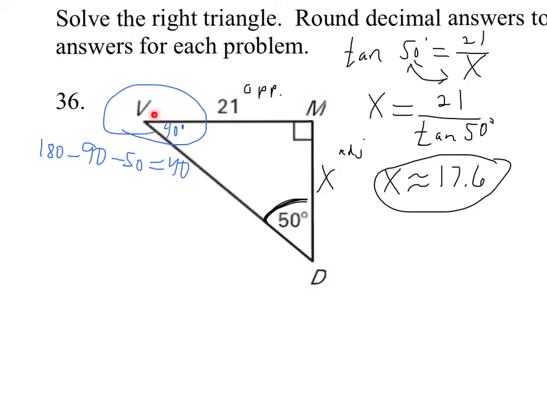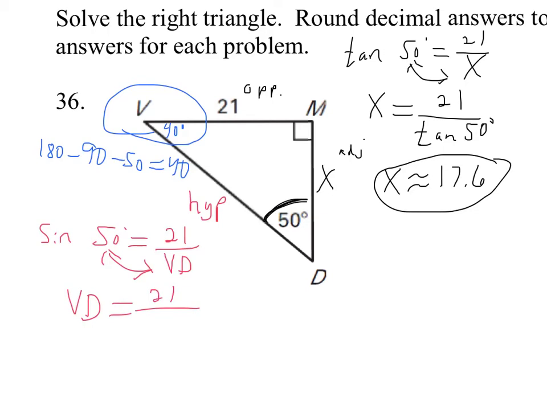All right, let's figure out VD, or you can call that Y. I'll just call this one VD here. So let's use 50 degrees again, and this is the hypotenuse. So if you want to use hypotenuse and opposite, that would be the sine function. So sine of 50 equals 21, which is opposite, over hypotenuse. I'll just call it VD. And we'll need to do a little switch here to get VD by itself. So we'll do 21 divided by sine of 50 degrees.